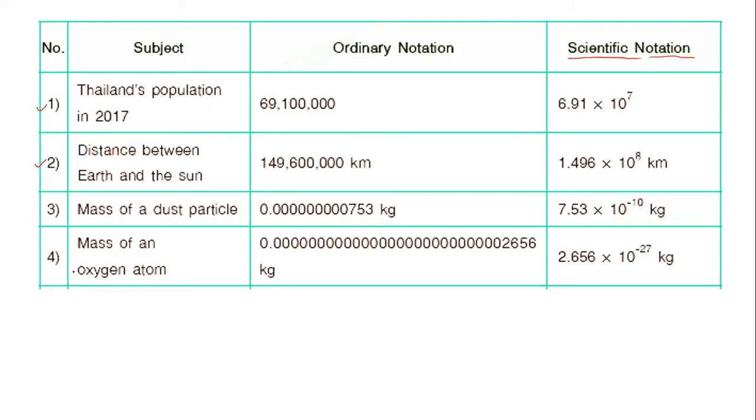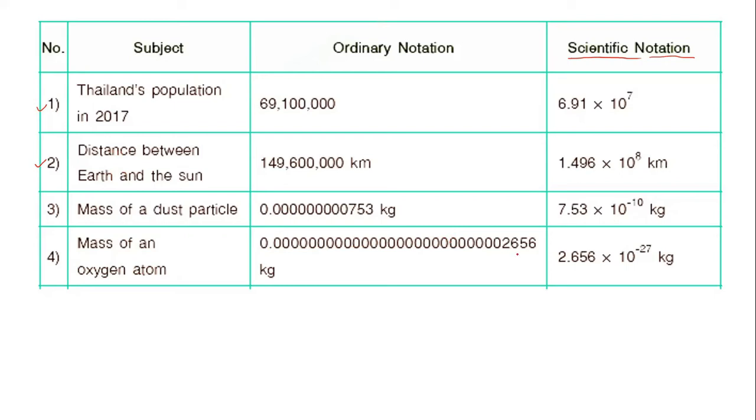Okay. Number 4, we have, who can read for me number 4? What is this? Yes, Tana, you can read this for me. Okay. Mass of an oxygen atom. Very good. Mass of an oxygen atom. Look at this number. It really takes too much time to read because it has got very many zeros. 0.000000000. You may even forget some zeros.